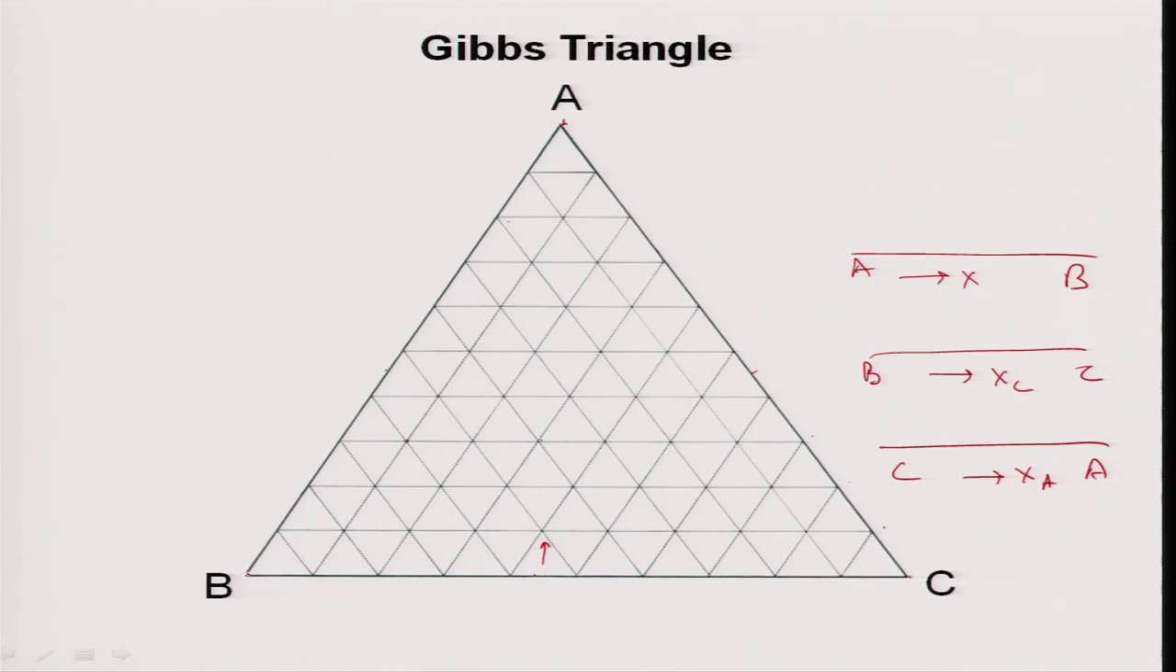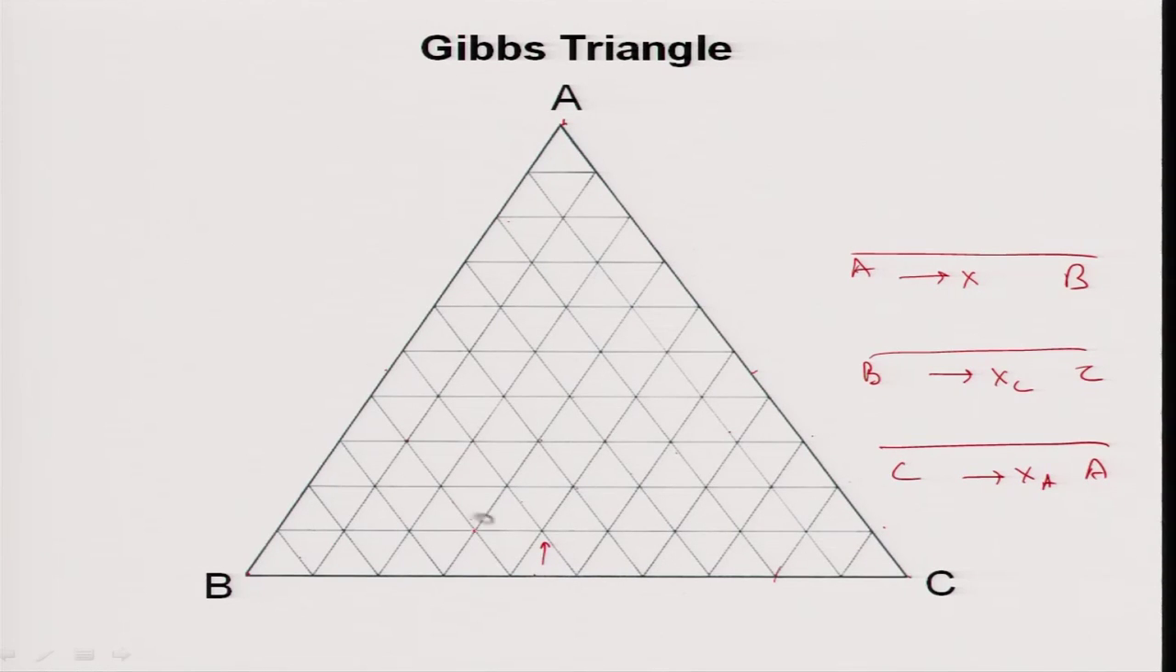Similarly, if I draw parallel lines with respect to AC, I will come to know the composition of B: 10% B, 20% B, 30%, 40%, 50%, 60%, 70%, 80%, 90%, 100%. And the same way, this way: 90%, 80%, 70%, 60%, 50%, 40%, 30%, 20%, 10% and 0%, because AB will have no C. So you get a cross grid, right.